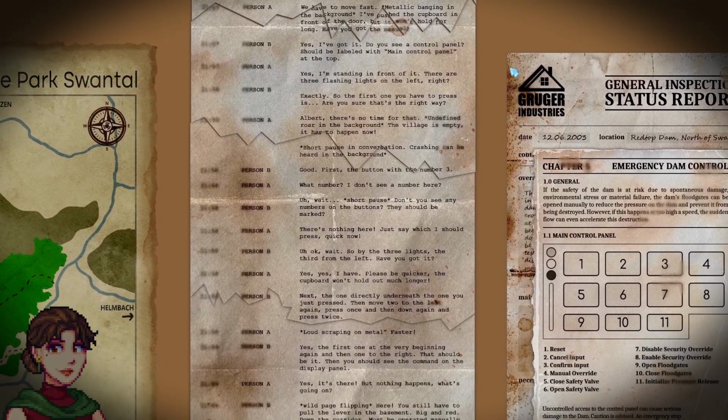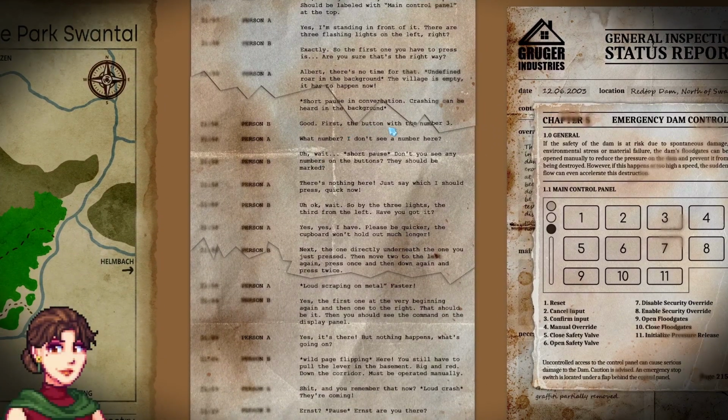Okay, here we go. First, the button with the number 3. What number? I don't see a number here. Wait, don't you see any? They should be marked. There's nothing here. Just say I should press and do it quick. Okay, wait. So by the 3 lights, the third on the left. I've got it. Please be quicker. Next, one directly underneath. Then move 2 to the left again. Press once and then down again and press twice.